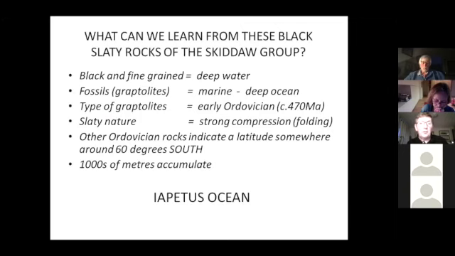It is produced by the huge stresses of compression, which then turn the rock from just an ordinary mudstone type rock into a slate. We also know from other evidence that at this particular time, our little bit of Britain was somewhere south of the equator, near to the South Pole, 60 degrees south. And there are thousands of meters of this Skiddaw Group rock.